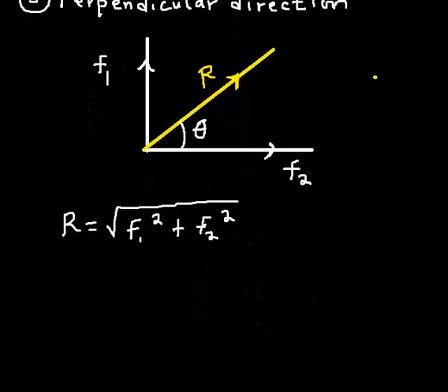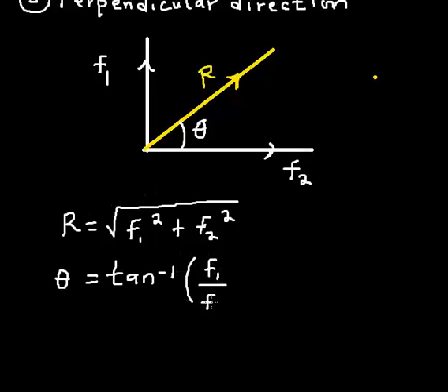All right. Now, what is the direction? Remember, the direction of the resultant is inclined at an angle theta. So how do I get that direction? I'm just going to use ratio to get that direction. So the direction theta, I will find it by just finding the tan inverse of F1 all over F2. That's how I'll get the direction.